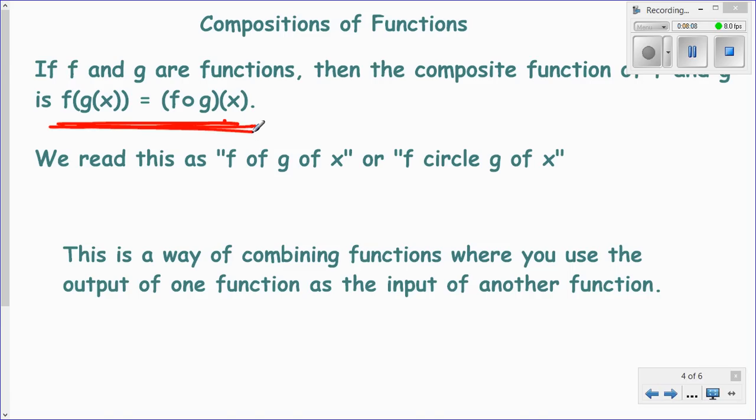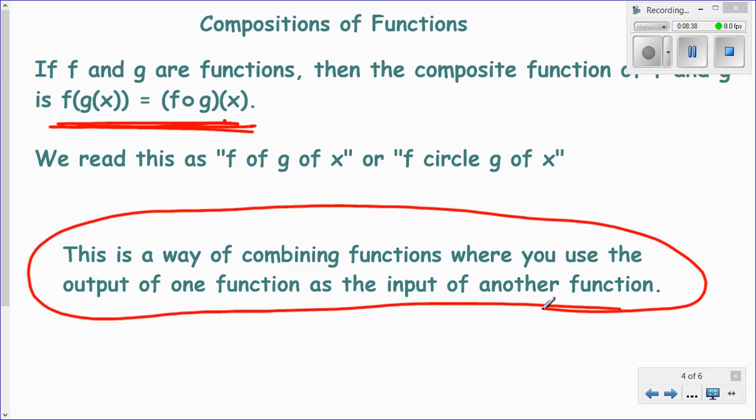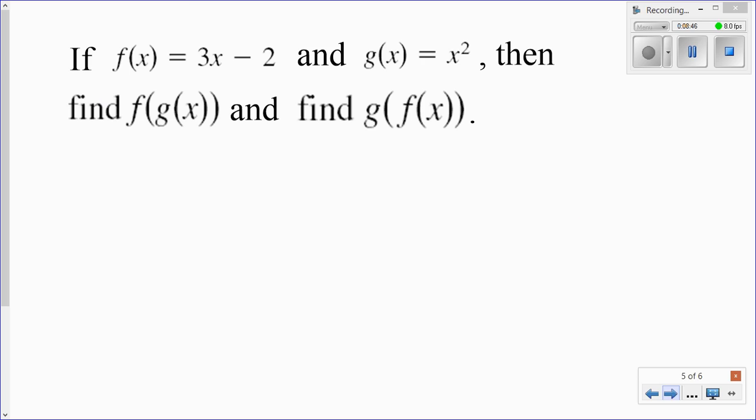The way you read the first one is f of g of x. The second one, a lot of people like to read this as fog. That's not actually correct, though. The correct way to read it is f circle g of x. And both notations represent a composition of functions, which is a way of combining functions where you use the output of one function as the input of another function. So this is where you're actually plugging one function into another function. Let's look at some examples.